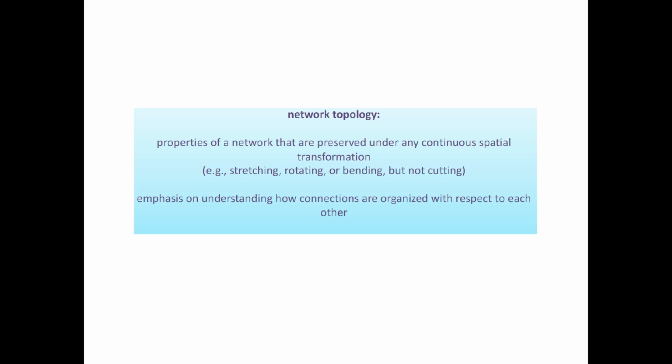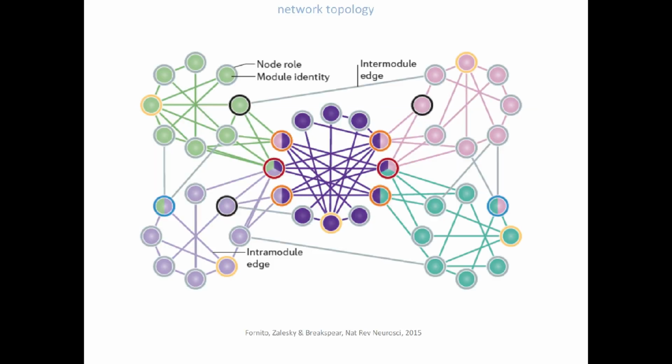And so when we're looking at topology, we're saying, well, I'm not going to look at space, I'm just really going to look at how connections are arranged with respect to each other. Then we're really talking about, well, what are the underlying organizational principles of the network? And this is where graph theory can be quite powerful. There's been a lot of work that's gone into trying to understand, well, what are the key topological properties of the brain?